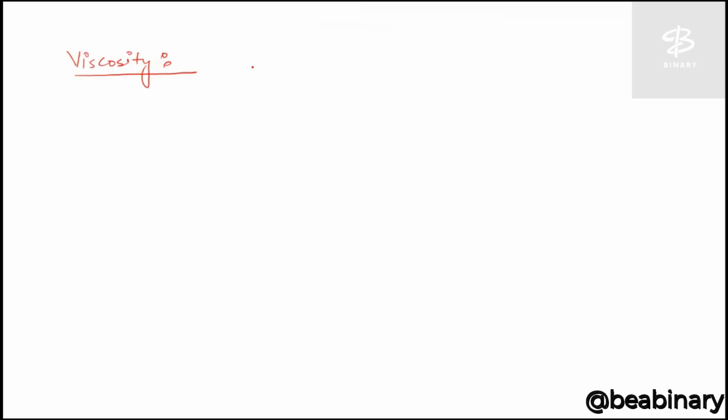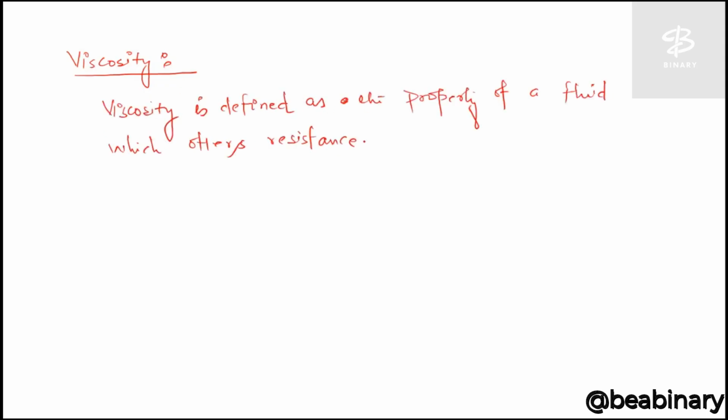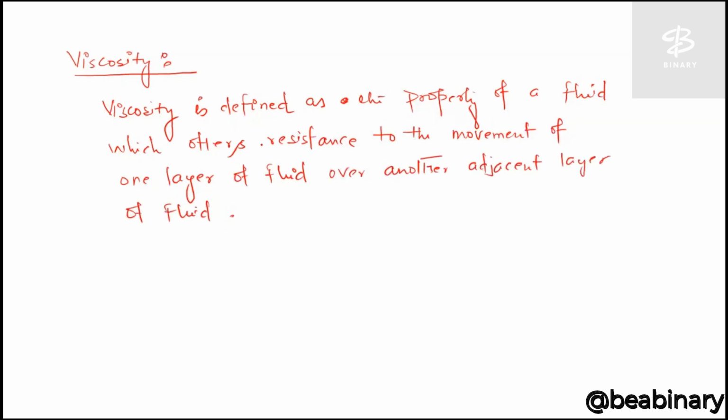So I already told you what viscosity is. Viscosity is nothing but the resistance which is offered by one layer to the adjacent layer. Okay. So I am writing down the definition of viscosity. Viscosity is defined as the property of fluid which offers resistance to the movement of one layer of fluid over another adjacent layer of the fluid.